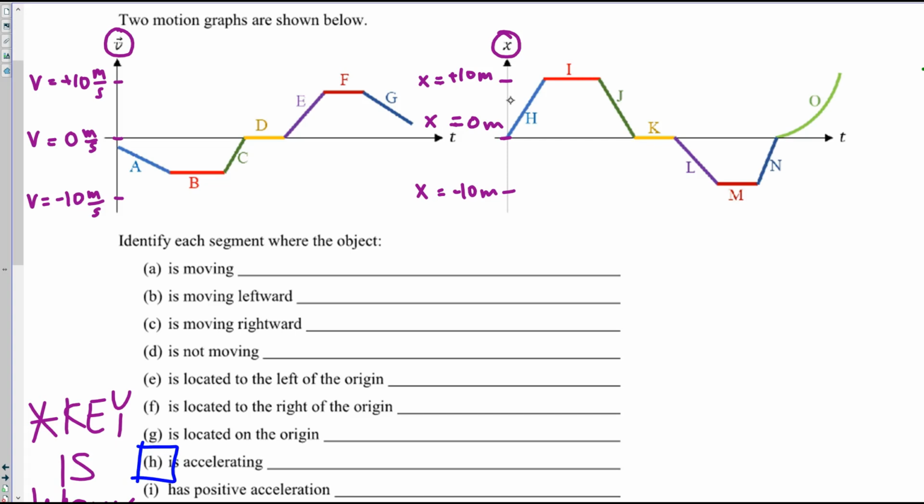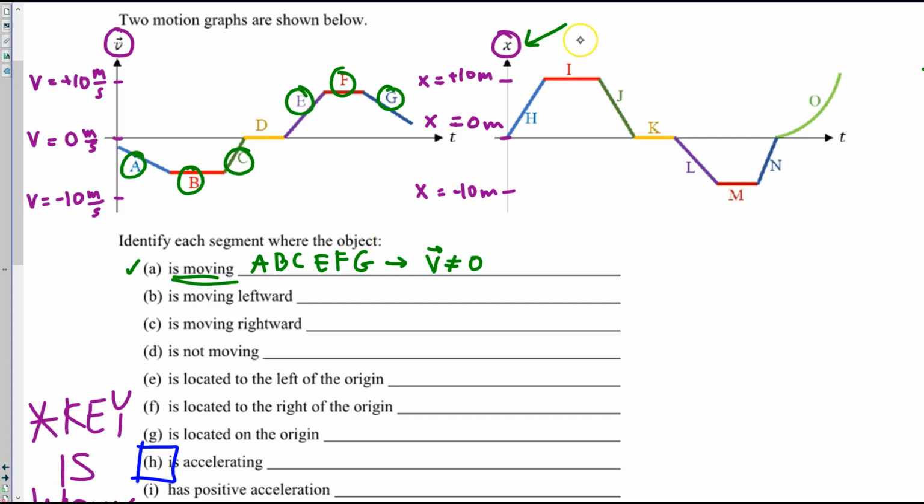Okay, part A, state where the object is moving. Look at the y-axis. To move, velocity would be not 0 because you're moving. Where do we have not 0 velocity? A, B, C, E, F, and G. None of them are at the 0 line. Now let's turn to the position graph.